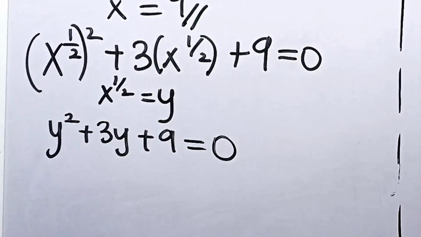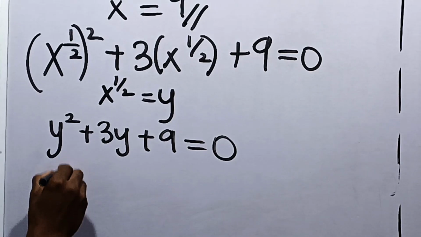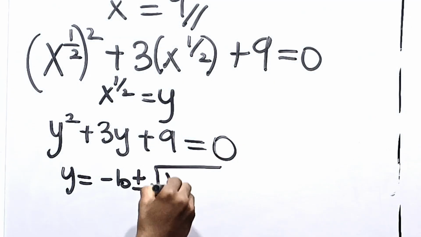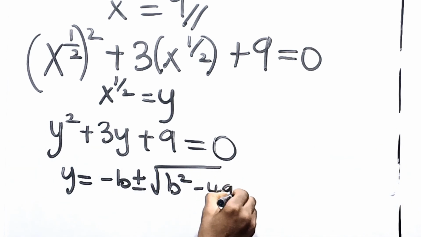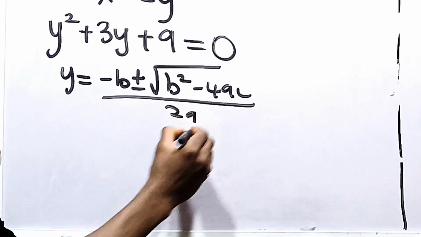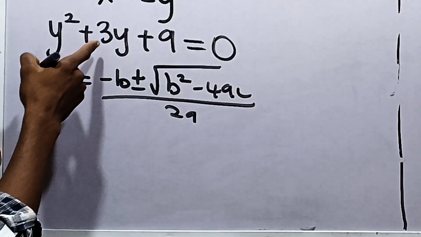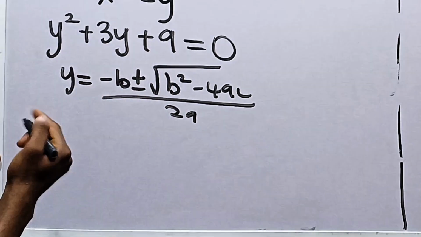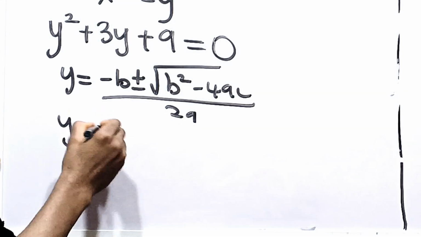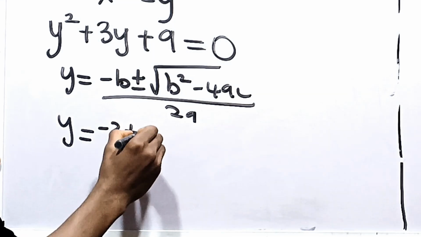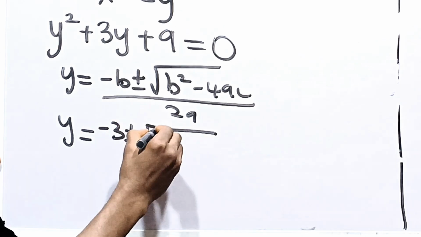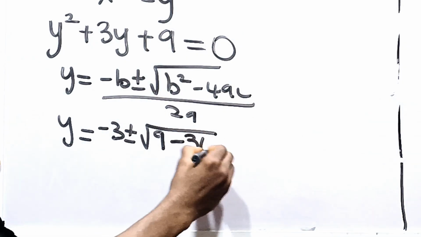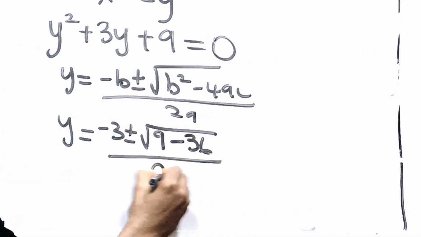Now from here let's use the quadratic formula. So y will be equal to minus b plus or minus square root of b squared minus 4ac, all over 2a, where a is the coefficient of y squared, which is 1, b is the coefficient of y, which is plus 3, and c is the coefficient of the last term, which is 9. So y is equal to minus 3 plus or minus square root of 3 squared, which is 9, minus 4 times 9, which is 36, all over 2 times 1, which is 2.